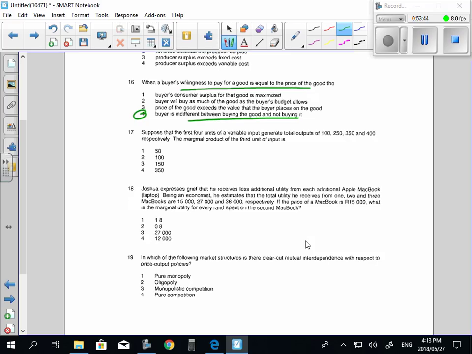Suppose that the first 4 units of a variable input generate total outputs of 100, 250, 350, and 400 respectively. What is the marginal product of the third unit of output? So the marginal product of the third unit is the 350 minus the 250 equals 100. We are saying that what amount does the third unit generate? So our total increases from 250 to 350, which means that the third unit added 100. Okay.